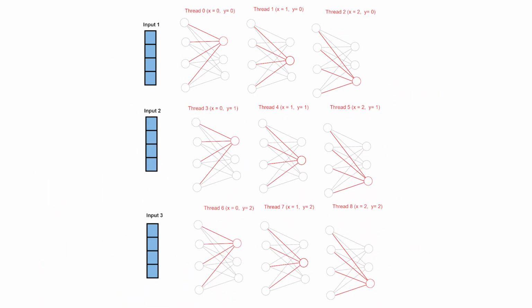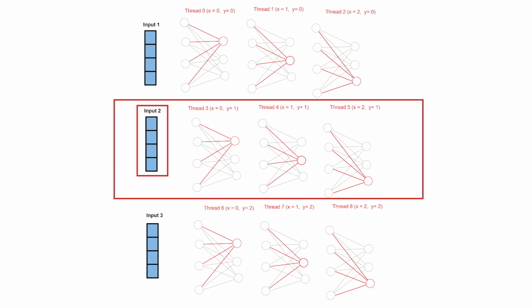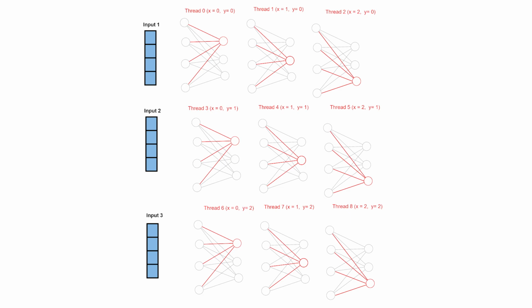Next, we move on to thread 3 up to thread 5. These 3 threads will take care of the second input. The coordinates for thread 3 are x equals 0 and y equals 1. So it takes care of the second input and the first output neuron. Thread 4 takes care of the second output neuron, but also uses the second input. The thread coordinates here are x equals 1 and y equals 1. I'm sure you can guess what the other threads do now.